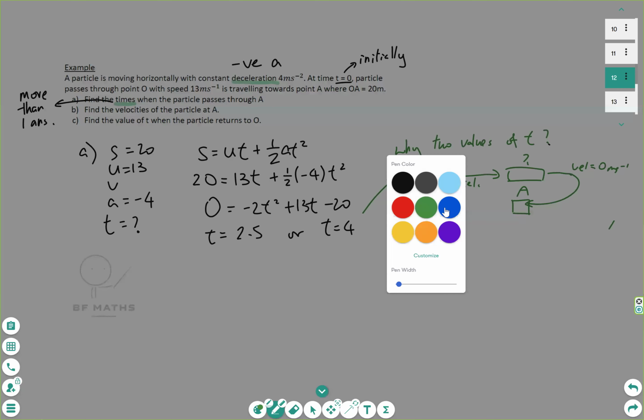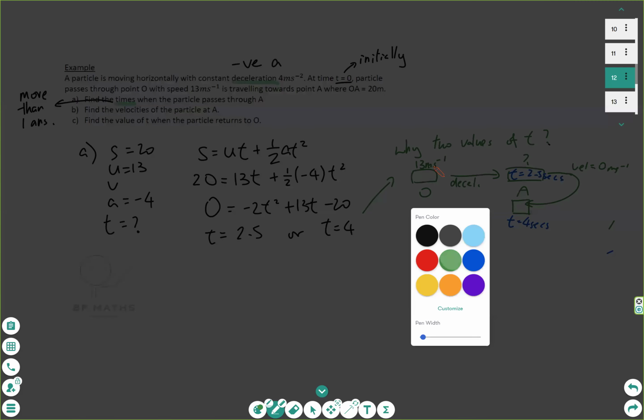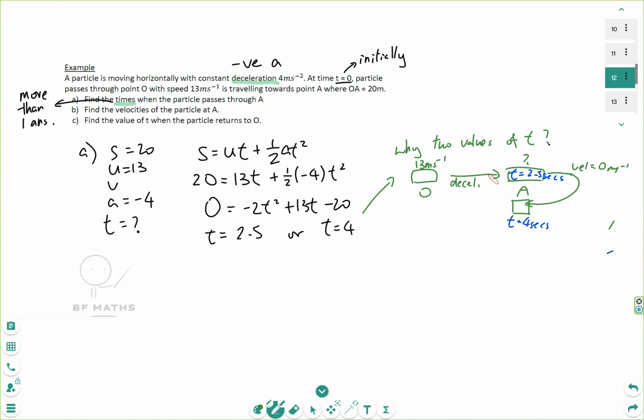The first time it passes through A is at t equals 2.5 seconds, and the second time we pass through A is at t equals 4 seconds. That's why we have two t values: we're decelerating to a point where we've passed through A the first time, and then to a point where we literally stop at 0 meters per second, but we still carry on decelerating so that we are now moving backwards. Therefore, we come back to A again. It's like you run past McDonald's once, and then after a few steps you think, oh, I want the nuggets. And you start to roll backwards and walk into McDonald's. That's exactly what it is.